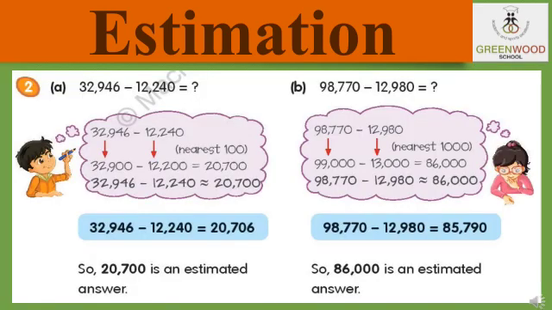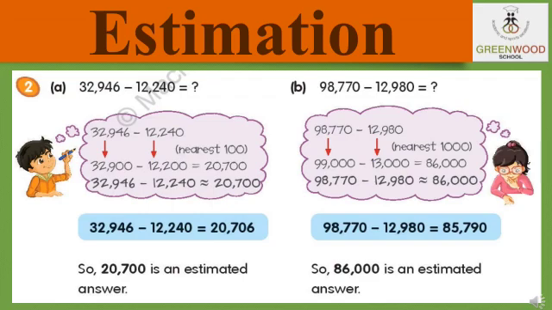Estimation and subtraction. In the first example, round the numbers to the nearest 100. So the first number becomes 32,900 and the second number becomes 12,200. Now if we find the difference of both these numbers, we get the answer 20,700. But it is not an actual answer. It is the estimated answer. The actual answer you will get is 20,706.